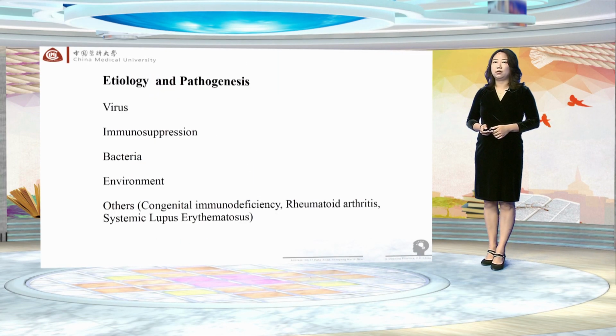The etiology and pathogenesis of non-Hodgkin lymphoma include virus infection, immunosuppression, bacterial infection, environment, and other factors such as immunodeficiency, rheumatoid arthritis, and systemic lupus erythematosus.